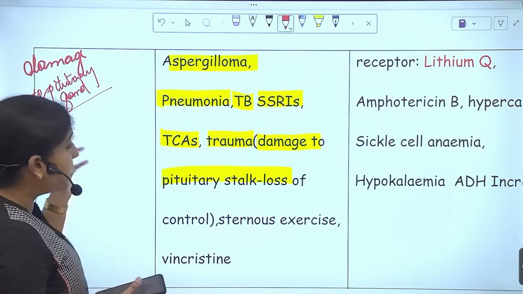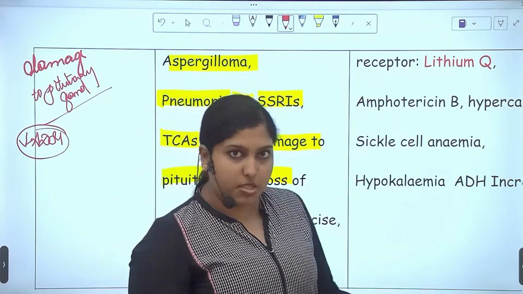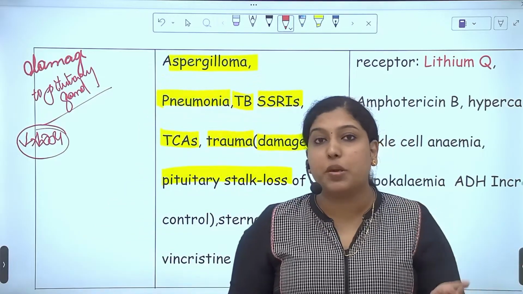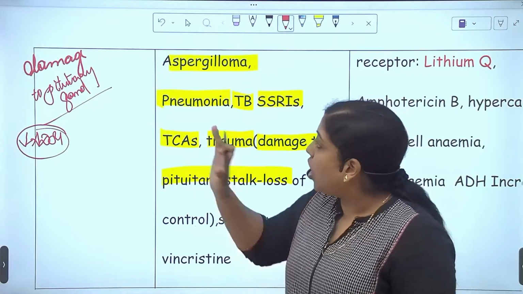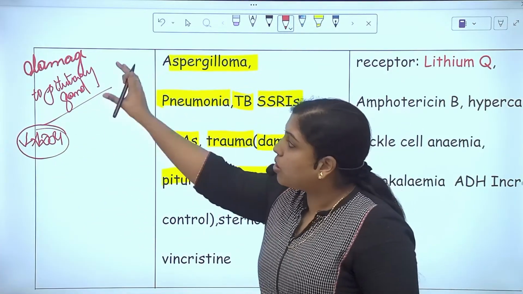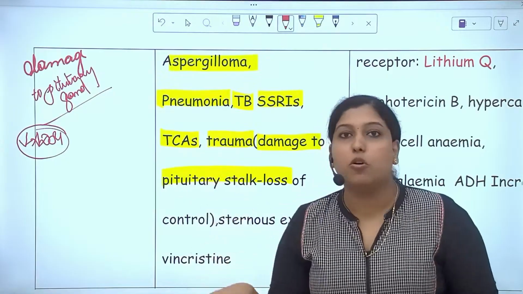This is the finding, and this is one of the causes for diabetes insipidus, which is the condition where the ADH is going to be reduced in amount, right? So now think about it. When there is damage to the pituitary gland itself, there will be a reduced amount of ADH production.